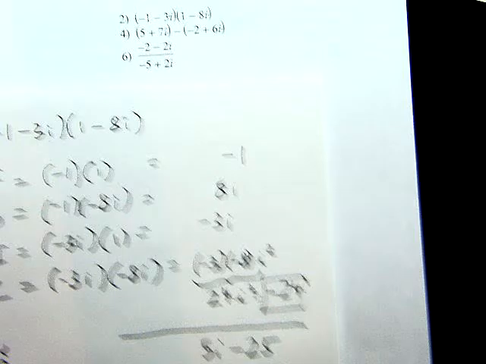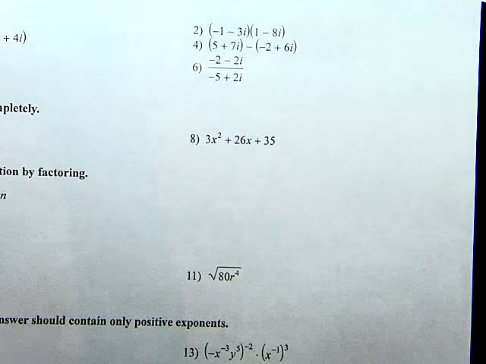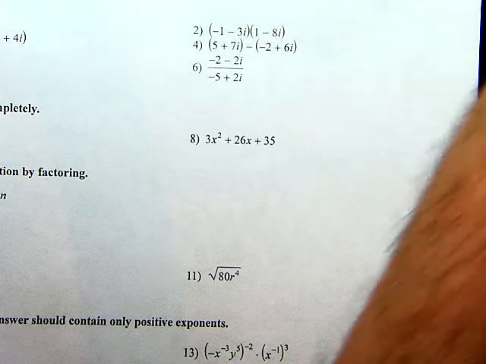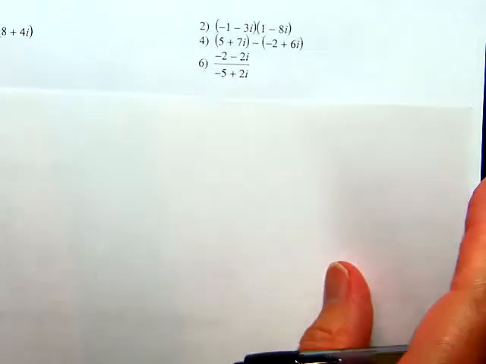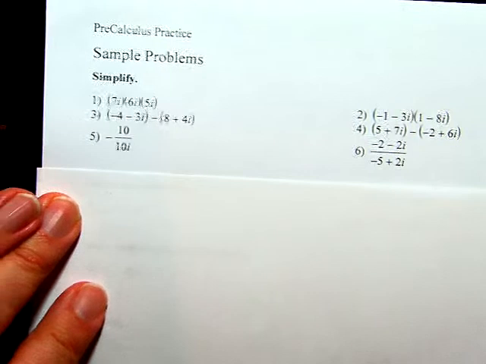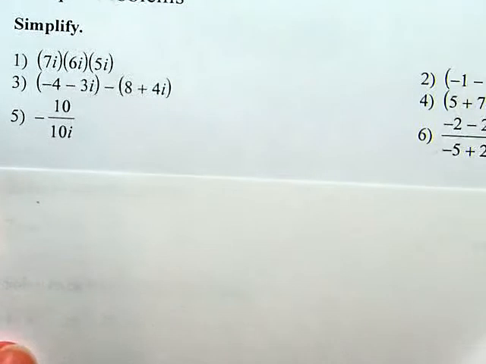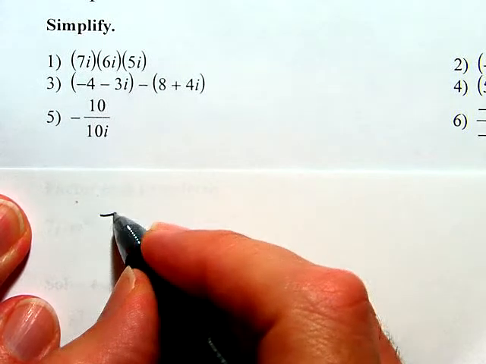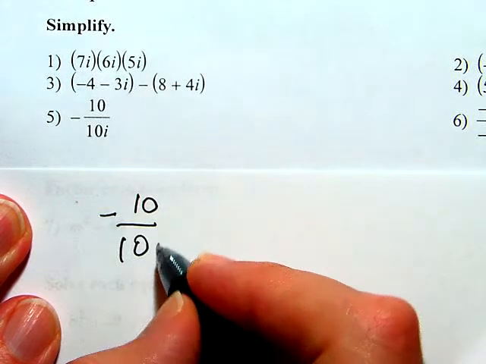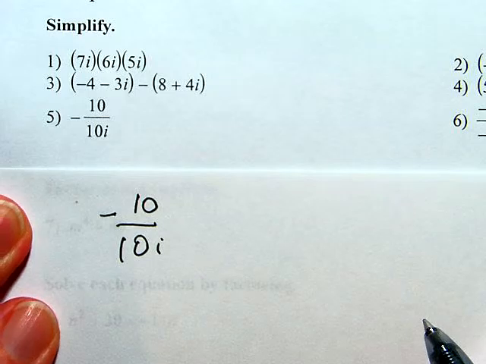Let's do some division problems. We've got a division problem involving imaginary numbers here, where we've got this question: negative 10 over 10i. Let's copy that over here, negative 10 over 10i. What is that equal to? How can we simplify it?